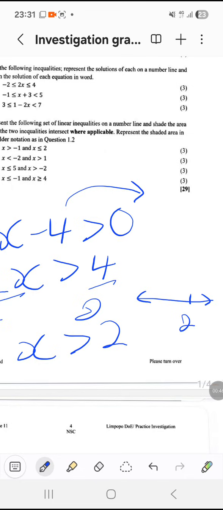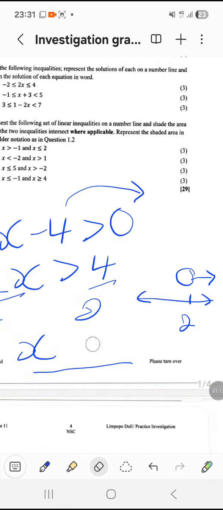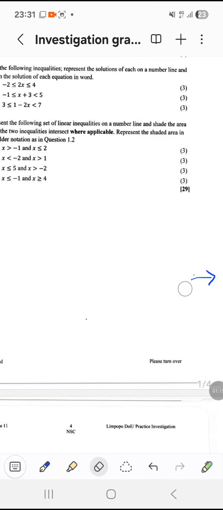We have a 2. Now this type of inequality, we represent it using a circle. So this arrow, where it's pointing, is pointing at 2, it's pointing to the right. So even on your number line, it has to go to the right. Like so, like that. So let's go to the next question.